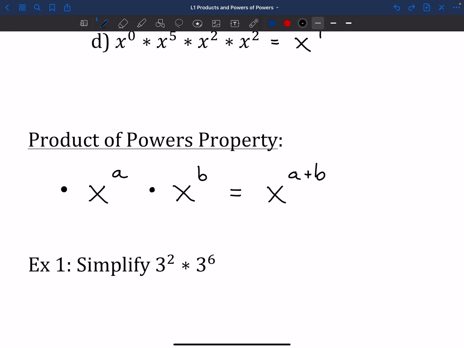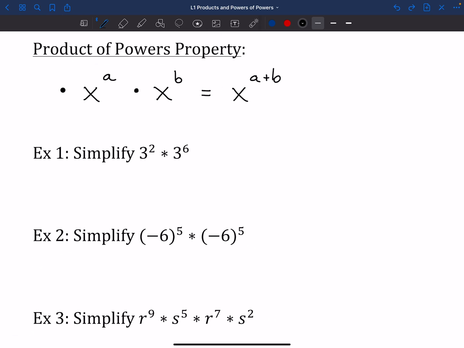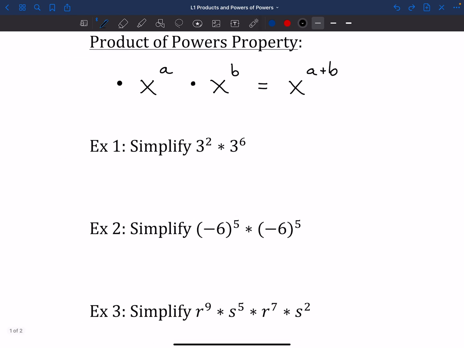Okay, so with that in mind, let's take a look at a couple other problems. If we have 3 squared times 3 to the 6th, and I wanted to simplify that, the first thing I'm noticing is that they do have the same base. That's 3 to the 2nd, 3 to the 6th, so we can use that property. I'm just going to add those powers together. 2 plus 6 is going to give me 3 to the 8th.